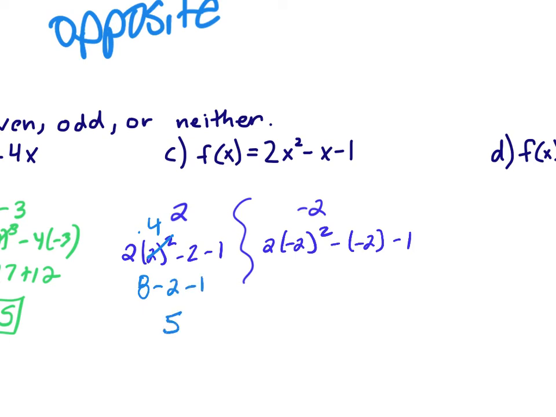Agreed? Okay. So I have negative 2 times negative 2 is 4. 4 times 2 is 8. Minus a negative gives me plus 2 minus 1. 8 plus 2 is 10, minus 1 is 9. 9. What is the relationship between those two numbers? Nothing, so this is neither.